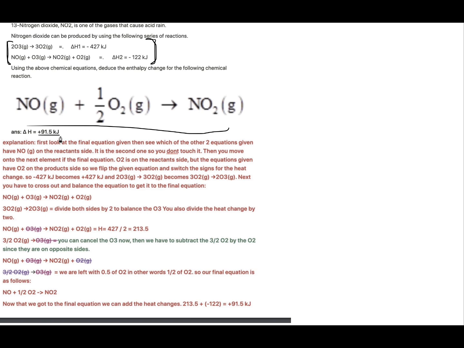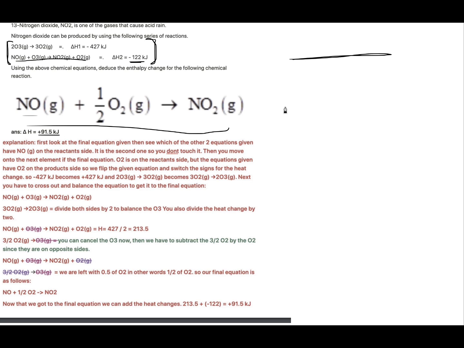How do we get that? Okay, first let's look at nitrogen oxide, NO. Which equation out of the two has NO on the left side of the equation, the reactant side? It's the second one, right? So we write this equation. I'll just make a line in black right here. So that's the second equation, and the heat change is negative 122 kilojoules.